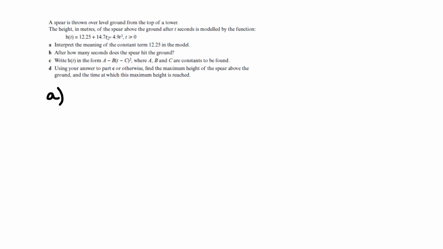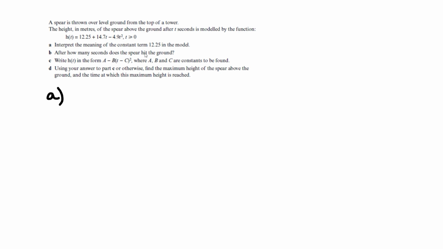So when you input any time into this function, so let's say you inputted time is 1, right? If you inputted 1, the output would be the height at which the spear is after 1 second of being thrown. That's basically what this function is, right?